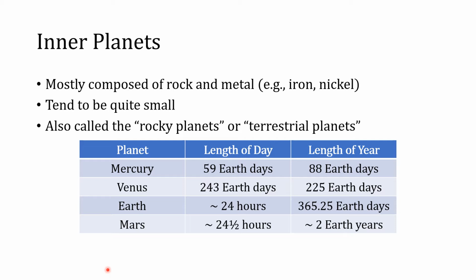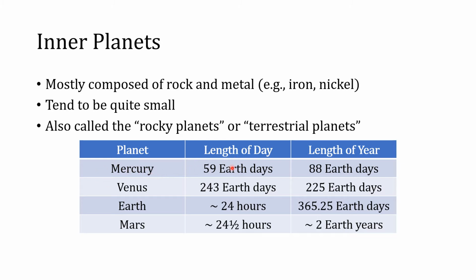For example, if I lived on Mercury, one day would be equivalent to 59 days on Earth. And that's the other thing I wanted to clarify: when I say Earth days, I mean the number of days that would pass on Earth in the same time it would take for one day to pass on whatever planet we're looking at.